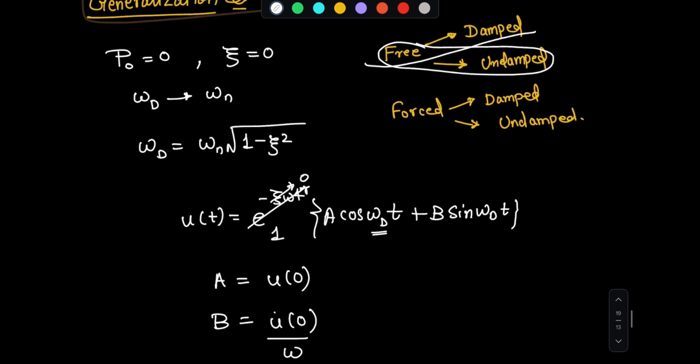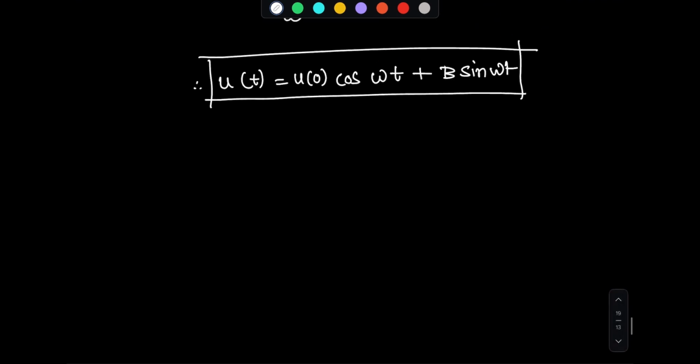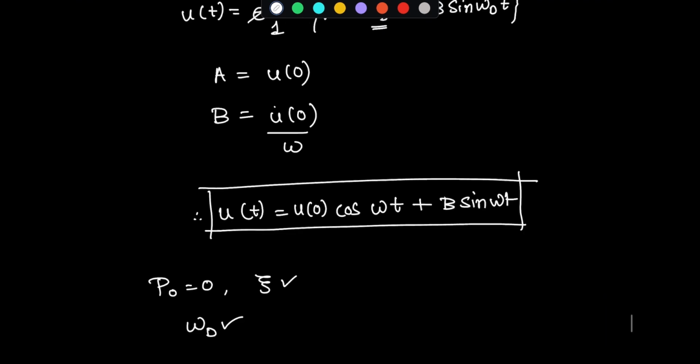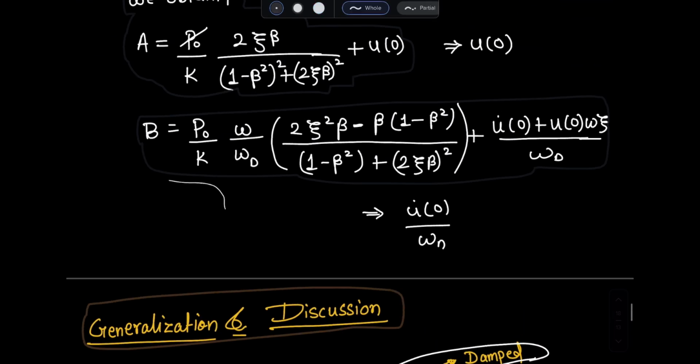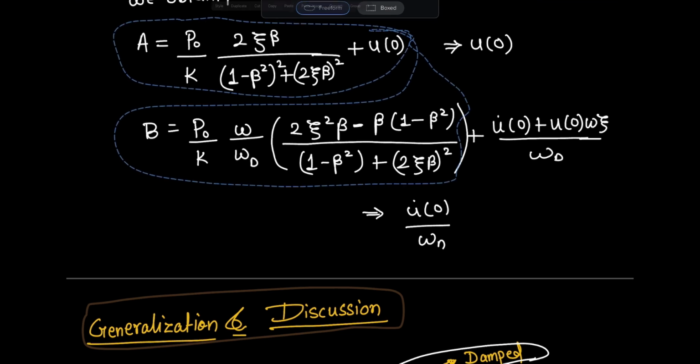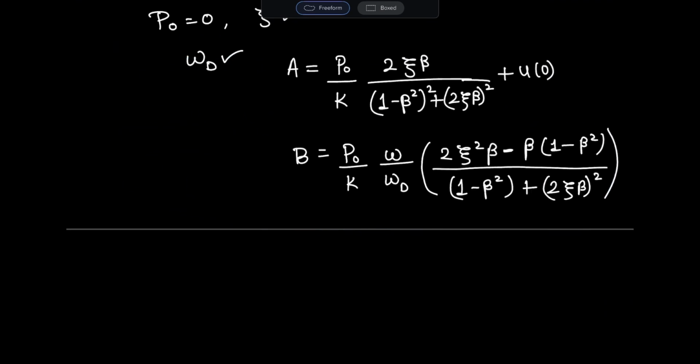Let's say we want to find free damped response. So it is free, that means p naught is equal to 0. It is damped, that means zeta exists. And it is damped means omega d also exists. So with the same procedure, we try to find out A and B.